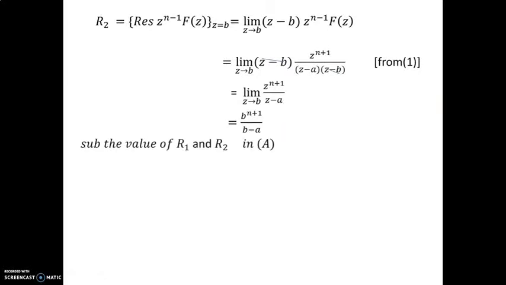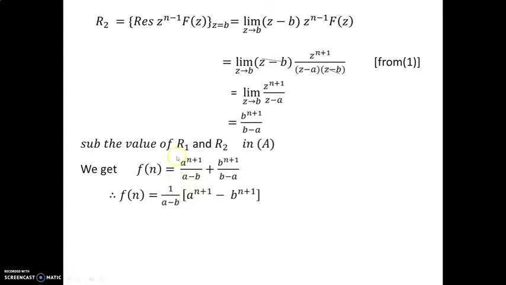So substitute the values of R1 and R2 in the sequence f(n). We get the sequence f(n) equals a^(n+1) by (a - b) plus b^(n+1) by (b - a). So next, taking the common term (a - b) in the denominator, we get 1 divided by (a - b) into a^(n+1). So here (b - a) exists in the second term. Taking out the common term (a - b), there is a minus, so minus of b^(n+1).